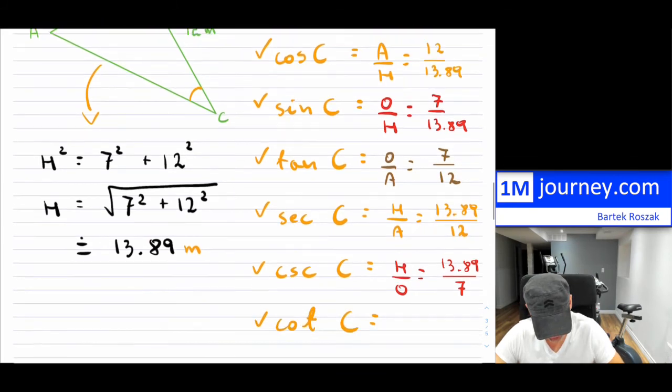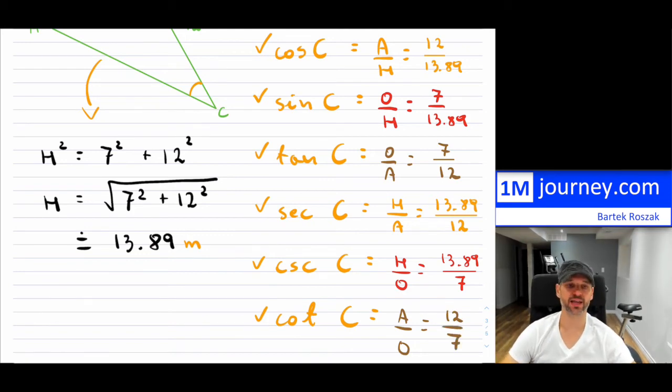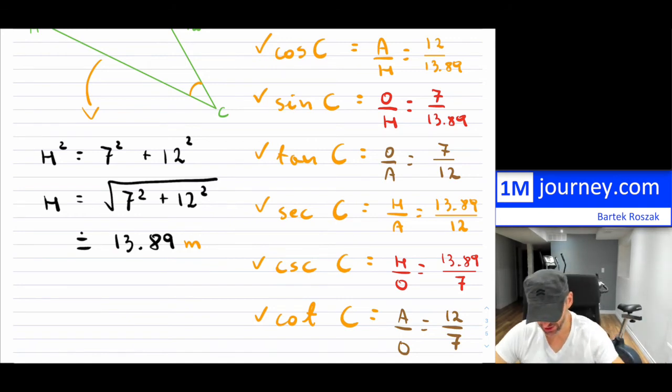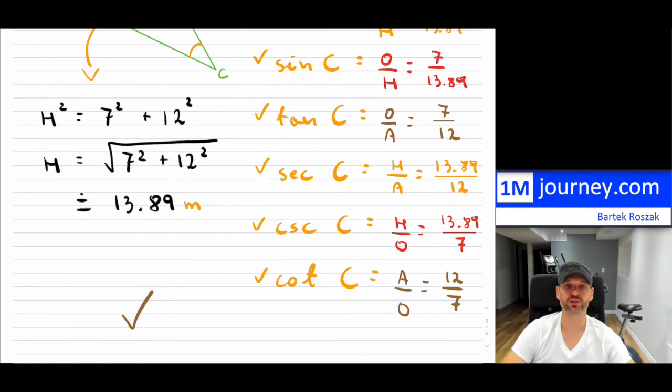And cotangent, therefore, is adjacent over opposite, and that's simply 12 over 7. Notice that the ratios for the cos, sine, and tangent are going to be less than 1. And the ratios for the secant, cosecant, and cotangent are going to be more than 1, because you're taking the reciprocal, if you actually computed them out. So that is one example of finding these ratios, and you can certainly utilize them as you like.